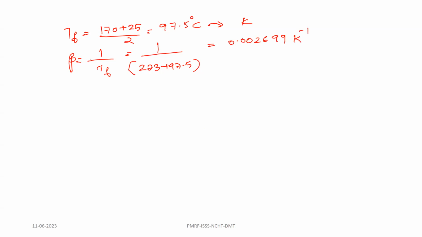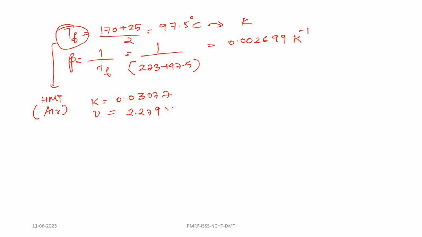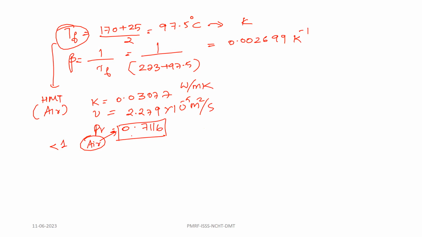Then with this TF value from the HMT data book, we can determine the k value. K is 0.03077 watt per meter Kelvin. These are the HMT air properties. At this TF, nu will be 2.279 into 10 raised to minus 5 meter square per second. Prandtl number is also 0.7116. So just note the Prandtl number of air is only in this range, less than 1.